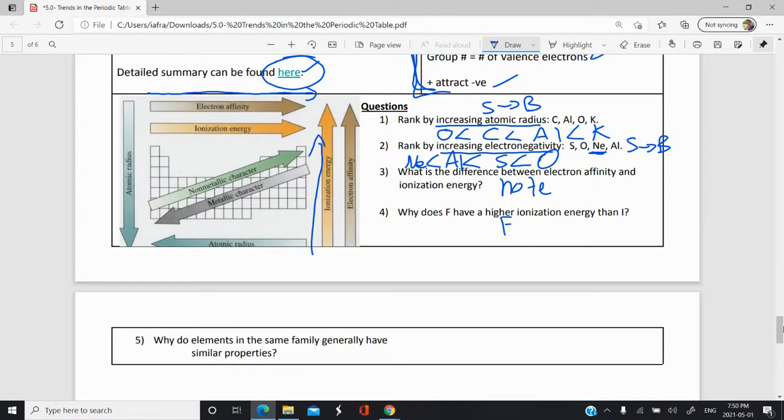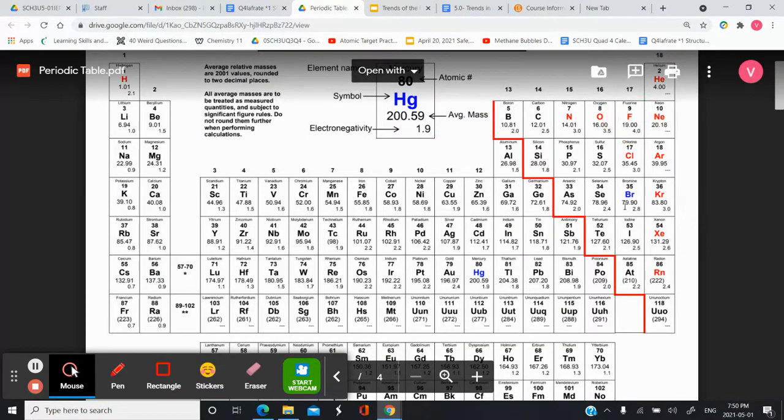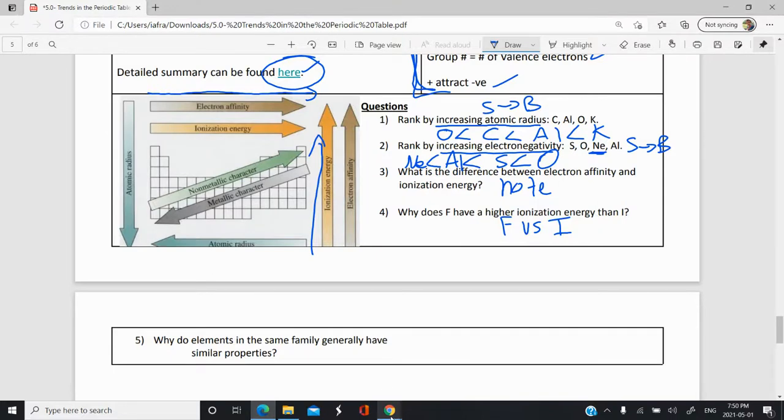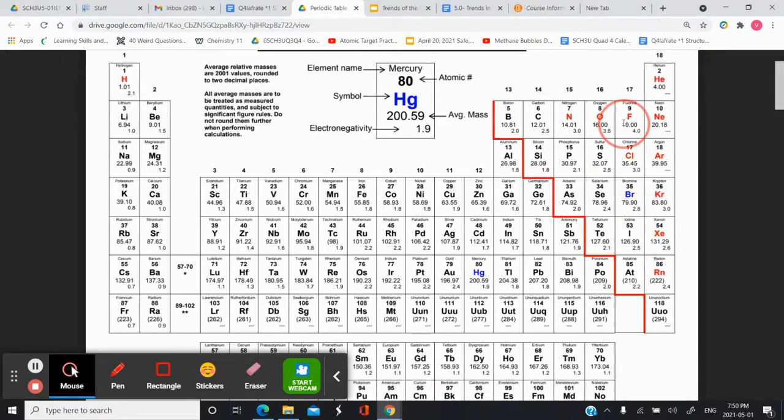So F versus I, and you can look this up in your notes, but I'm going to explain it orally, and then you can write it out, and you can try to explain it orally as well. But we have F and I. Why is it that F has a higher ionization energy than I? Well, there's two ways I want you to explain this. First of all, look at the position. So the ionization energy increases as you go up in the periodic table. So fluorine is higher up than iodine. That's the first point, periodic table location point.